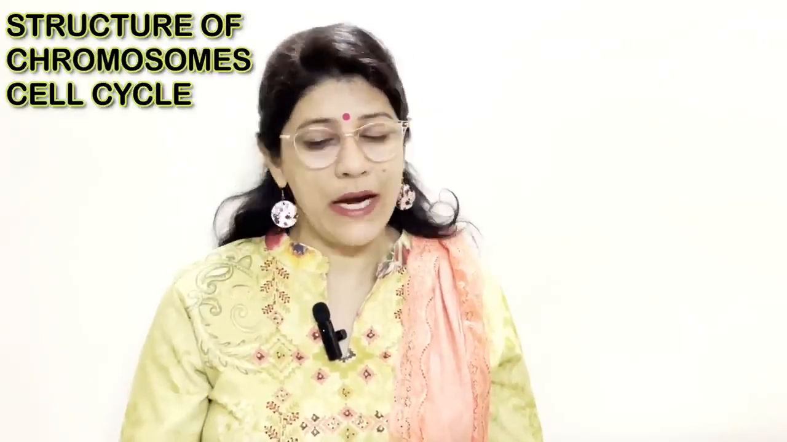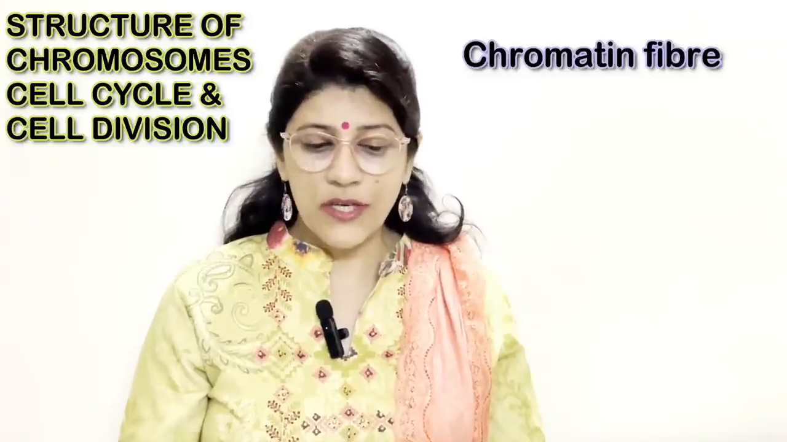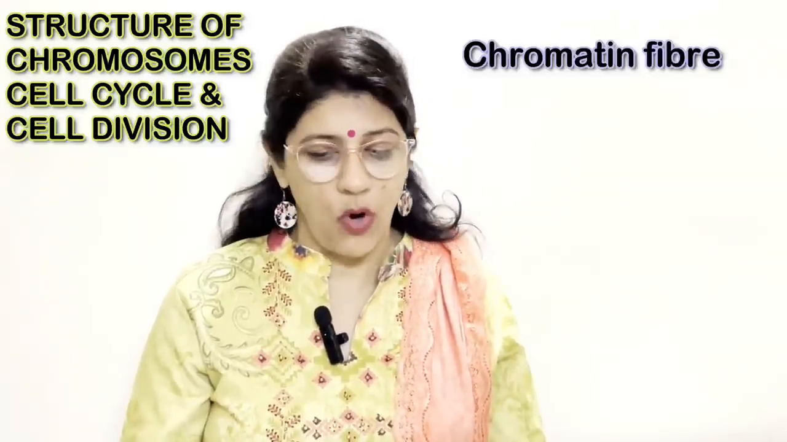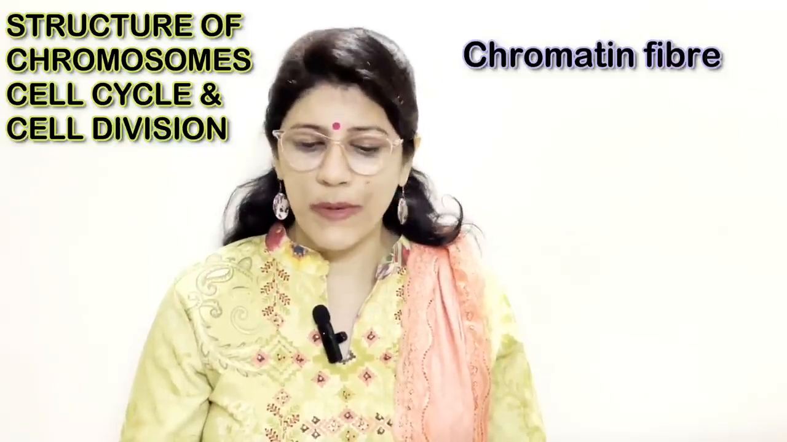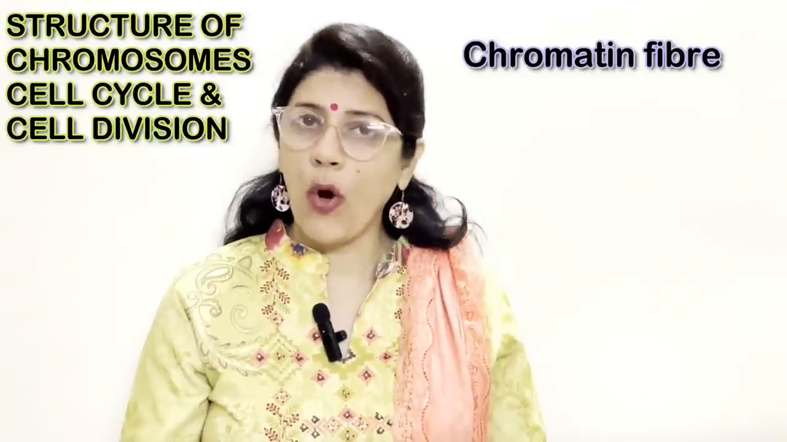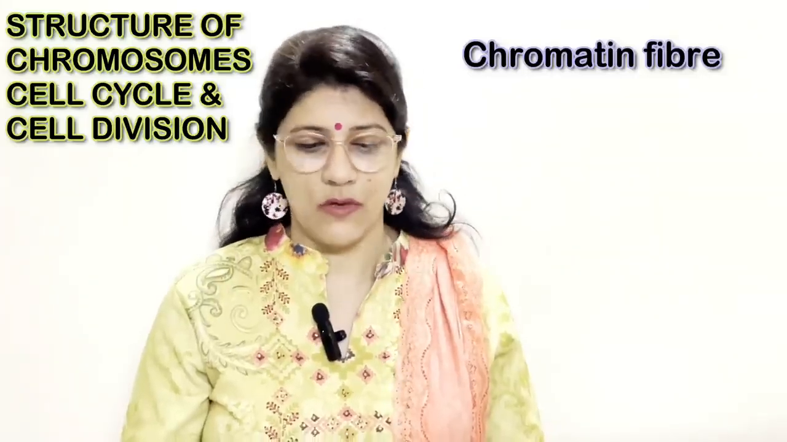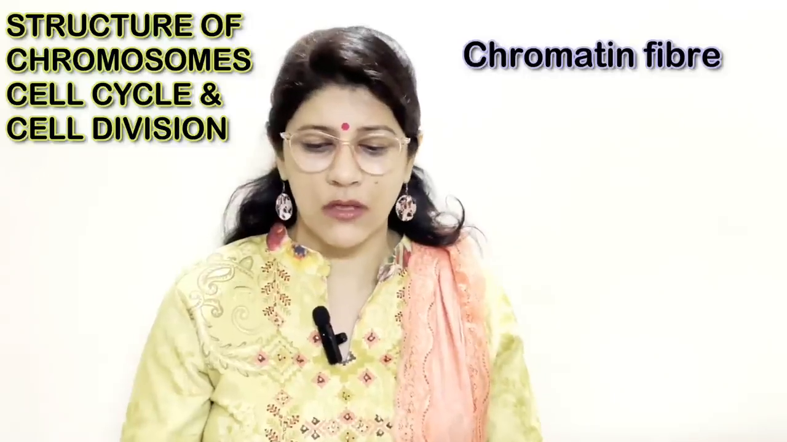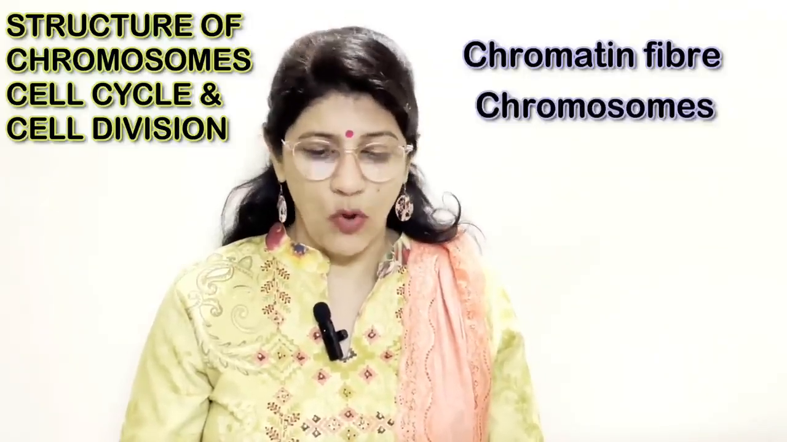Now coming to structure of chromosomes, cell cycle and cell division chapter. So here, first structure is chromatin fibers and location is in the nucleus of a non-dividing cell, and its function is to compress the DNA into a compact unit so that it can fit within the nucleus. So chromatin fiber is compressed very closely, you have seen inside it, so that it can fit inside the nucleus. Next is chromosomes.